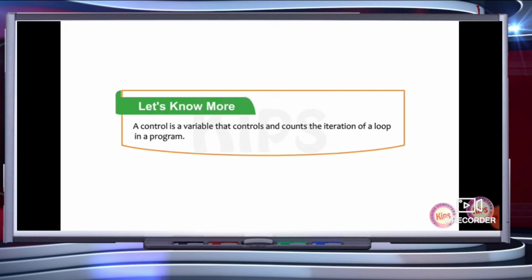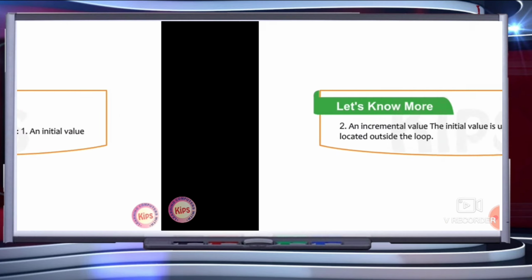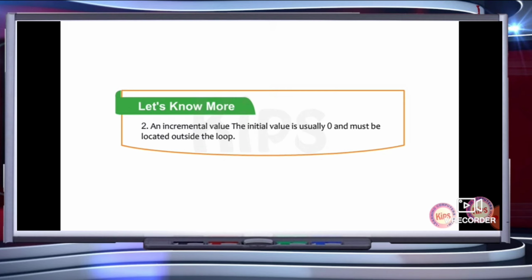A control is a variable that controls and counts the iterations of a loop in a program. It increases with each iteration of a loop in a program. A control needs two things in order to function: an initial value and an incremental value. The initial value is 0 and must be located outside the loop. The incremental value tells the program what is to be counted by and must be located inside the loop.